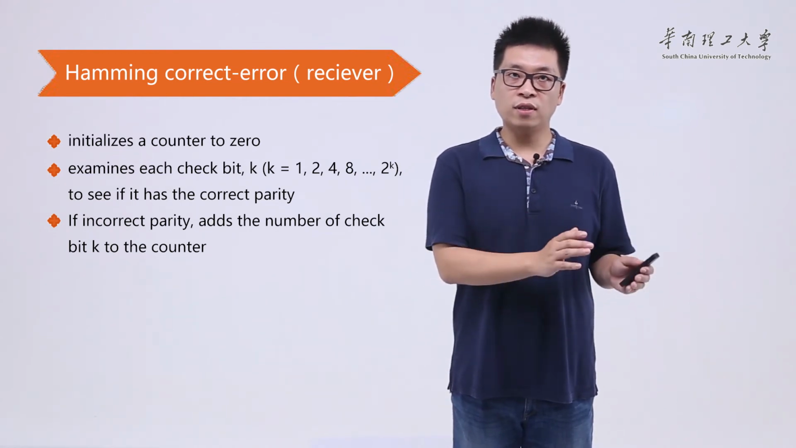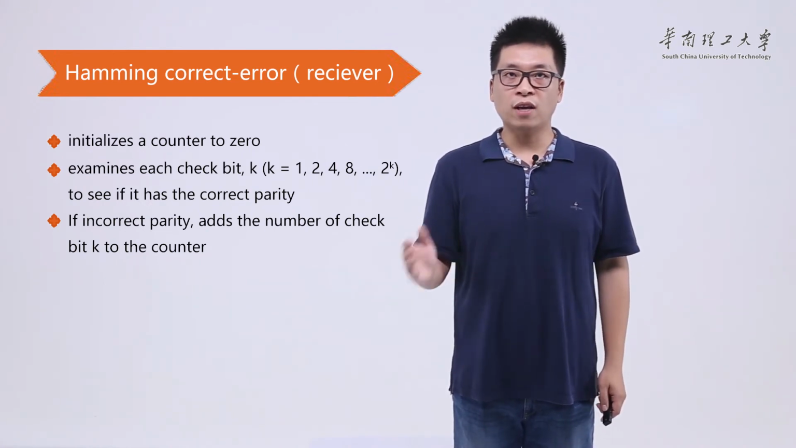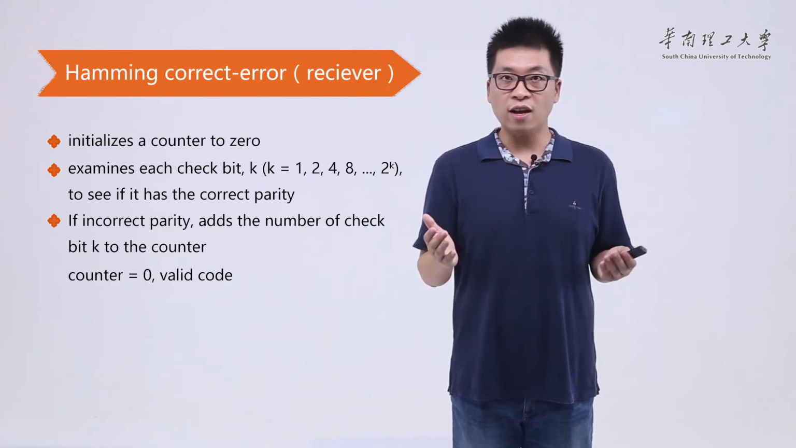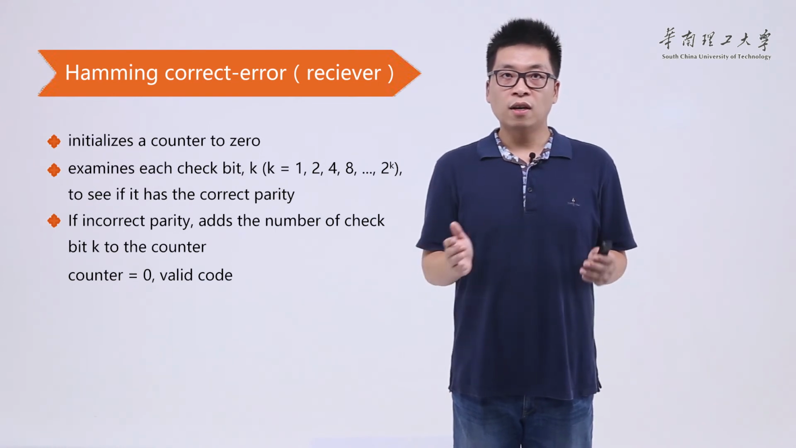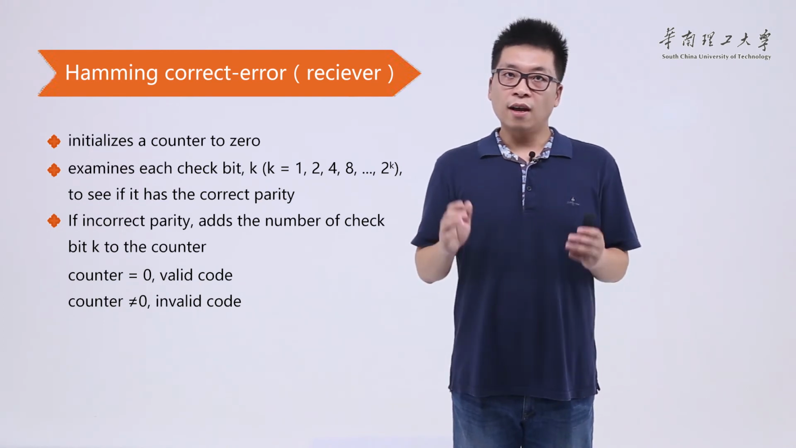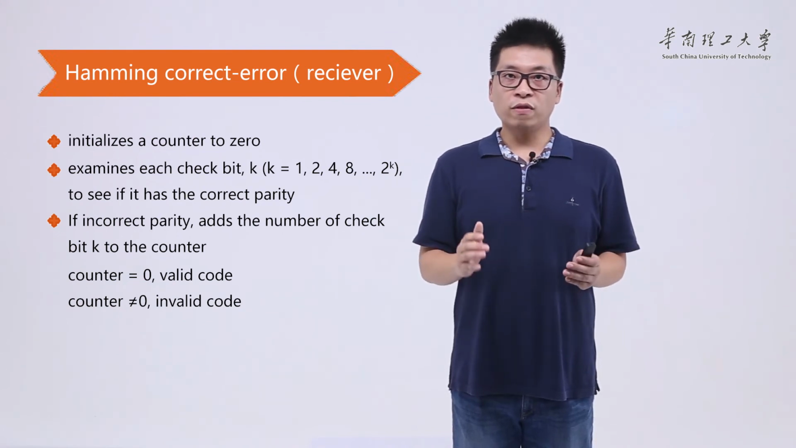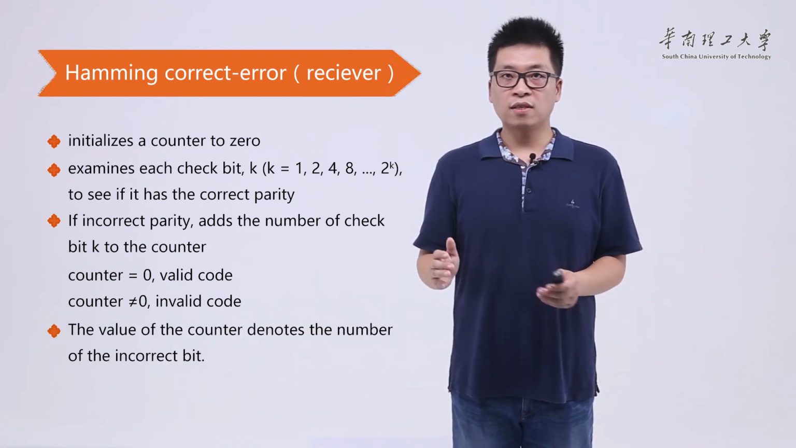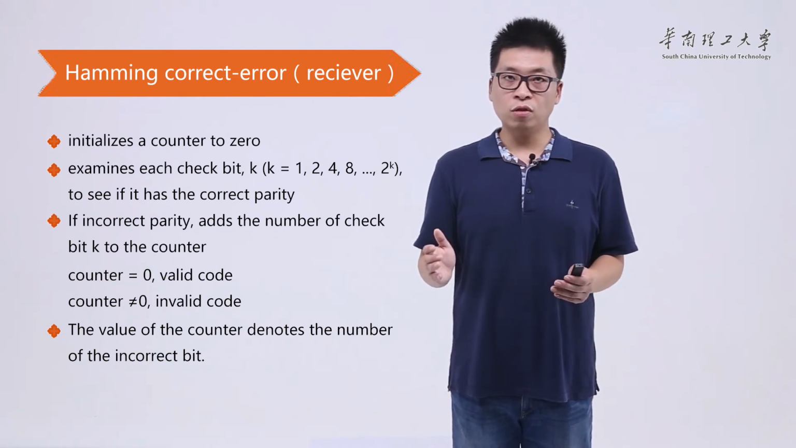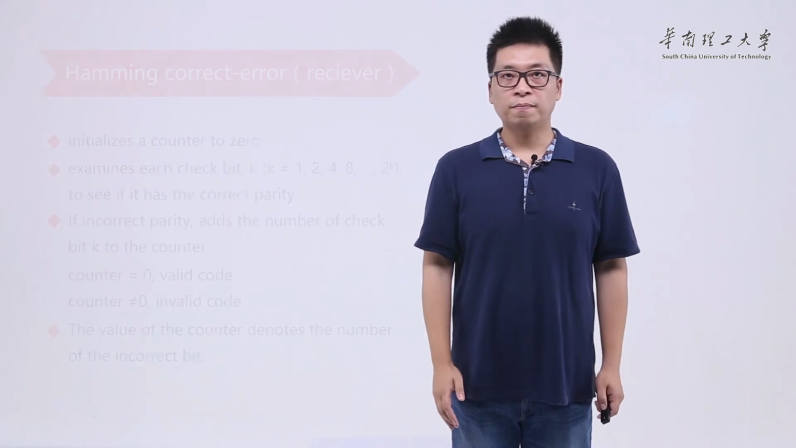After the receiver goes through the whole algorithm, it checks the value of the counter. If the value of the counter is 0, it is a valid code and nothing is wrong. If the counter value is not 0, something is wrong, and the receiver should do error correction. The value of the counter denotes the number of the incorrect bit. So the only thing the receiver needs to do is flip the bit indicated by the counter.